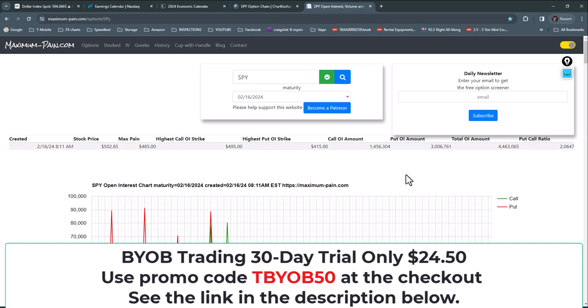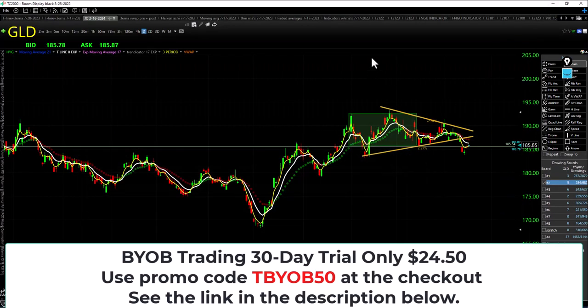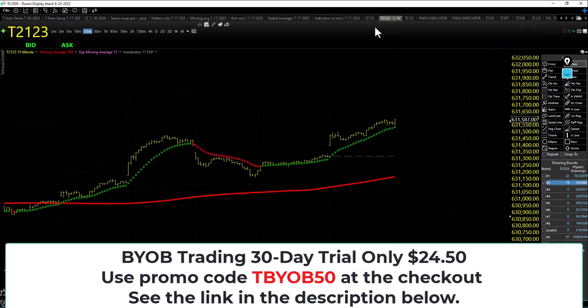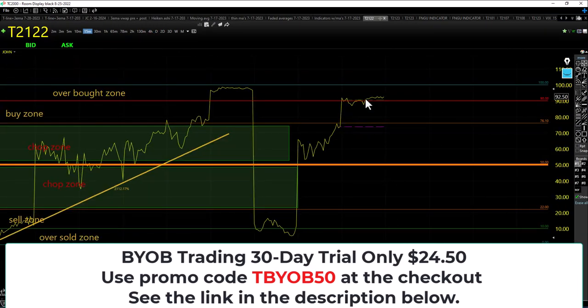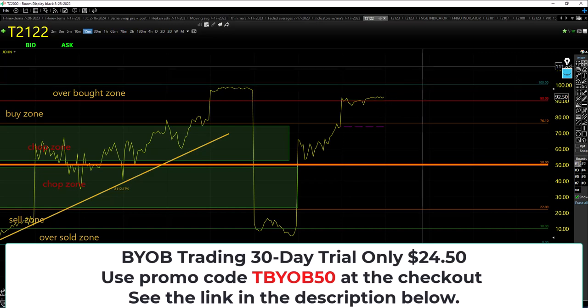Today is options expiration Friday. We'll see how that plays out. I'm expecting kind of more of the same here. Looking at T2122, we're in the overbought zone. I tend to believe we're probably going to stay up here and hang out for another day. So we'll see what happens there.